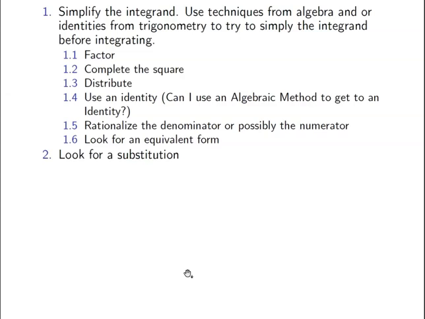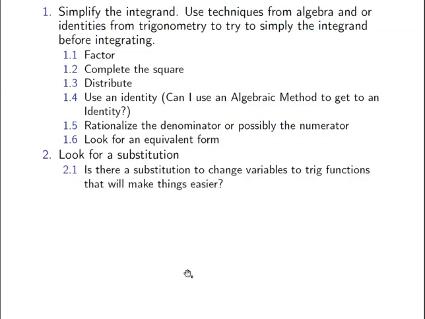Okay. Number two, look for a substitution. Sometimes our first idea is to use a substitution and then we play around with it and we see it doesn't work. Sometimes I make a substitution and I can manipulate that substitution algebraically so that it does work. Again, in the last section, we saw something where we had to do that, right? So is there a substitution to change variables into trig functions that might make things easier in the world of trigonometry and angles of theta?